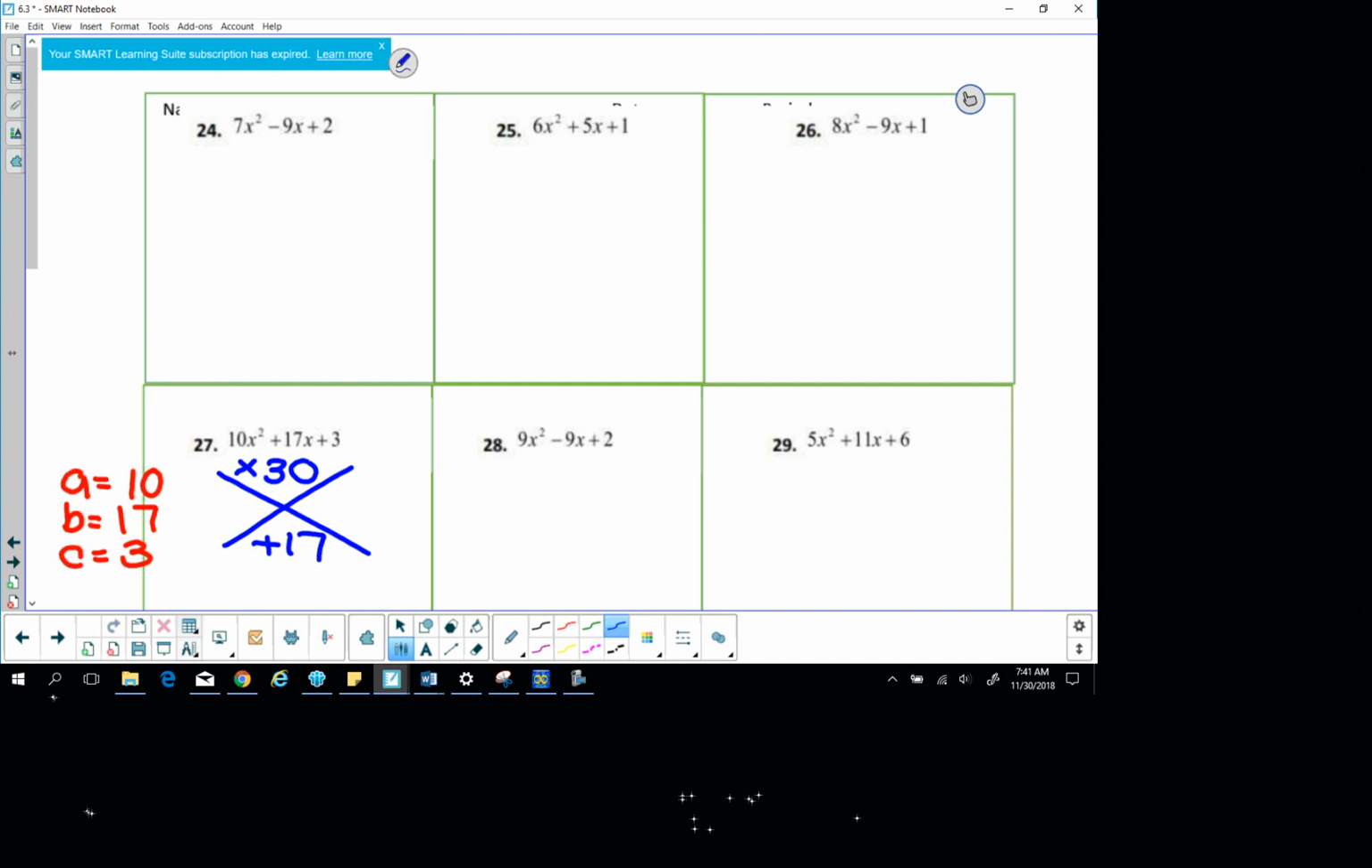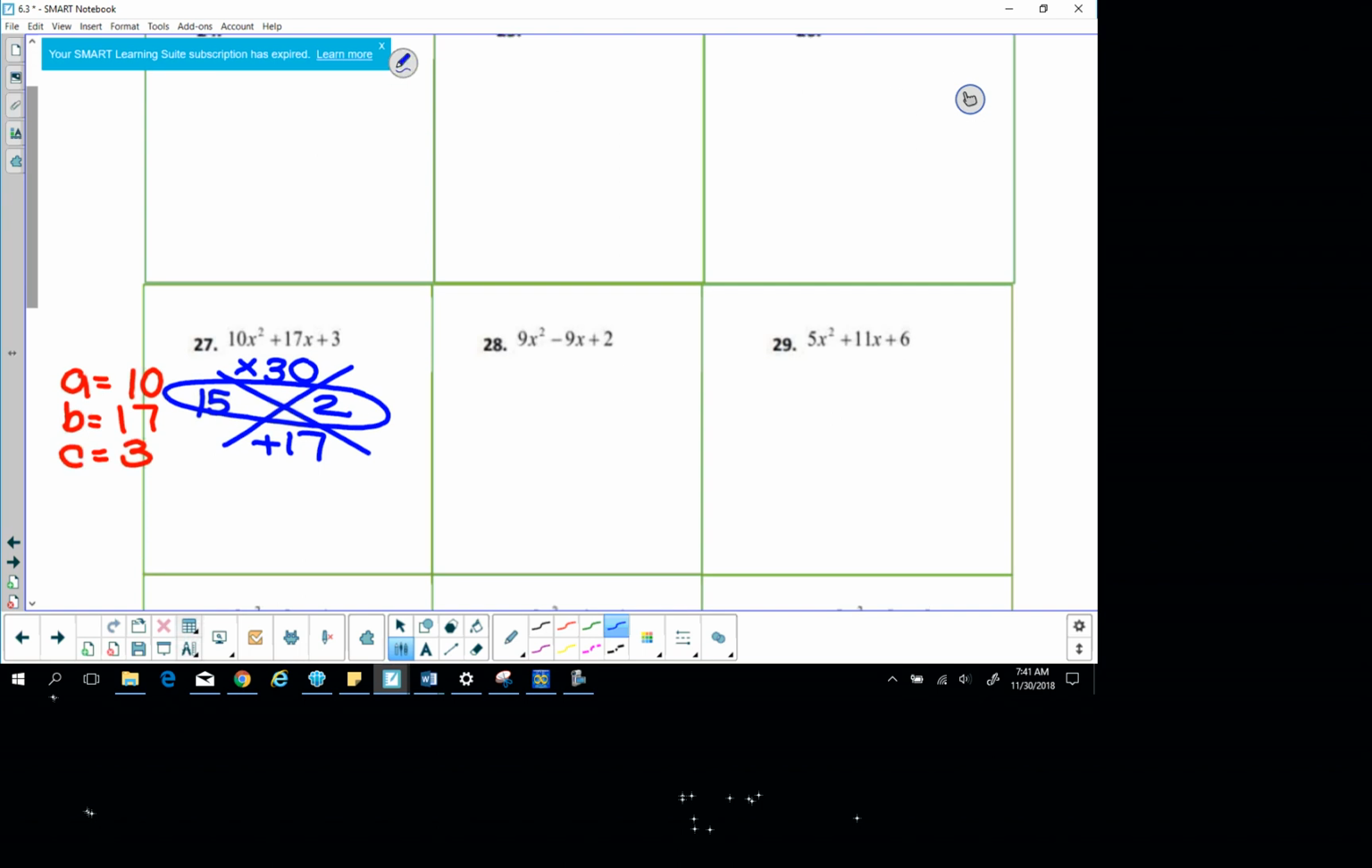So you can list the factors, or some people can just come up with it. 15 and 2. Ding, ding, ding. So I go down and I do, okay, x plus 15, x plus 2. And I picked this one for a reason, you'll see why. What do I need to put under each one? Which is my A? You gotta put 10.